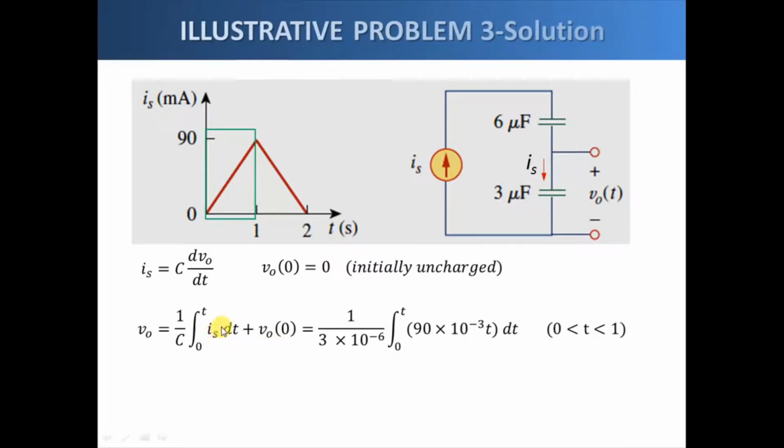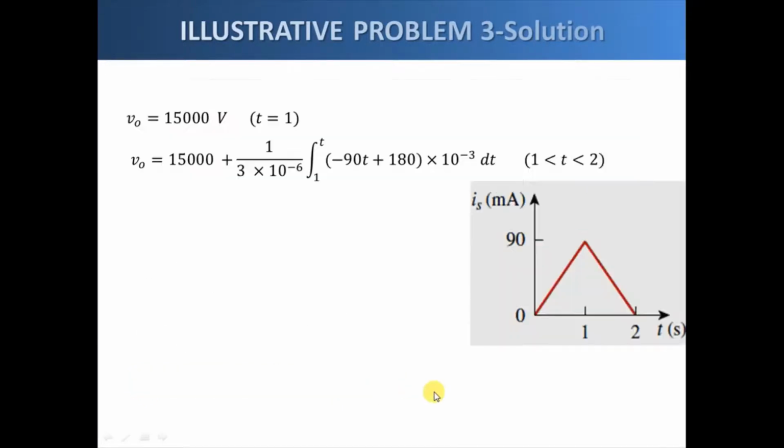So first we need to identify the function I sub S between 0 and 1 second. This is a straight line, and that is actually 90 times 10 to the minus 3 t. So we substitute the function into the integral, and solve for V sub O. So this is the voltage across the 3 microfarad capacitor between 0 and 1 second. Now we can also use this equation to get V sub O at exactly T equals 1. We simply substitute T equals 1 second, and then we notice that the voltage at exactly T equals 1 second is 15,000 volts.